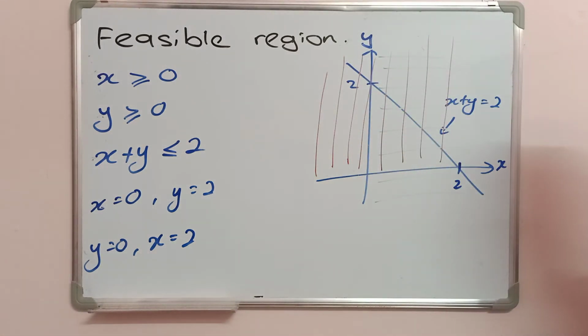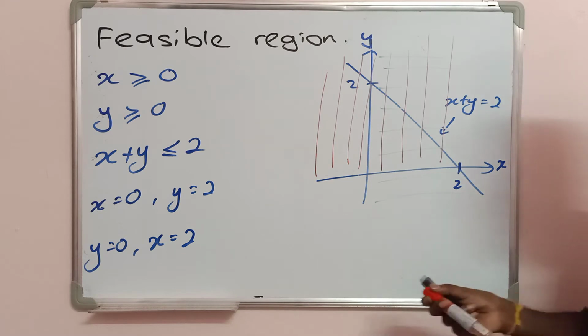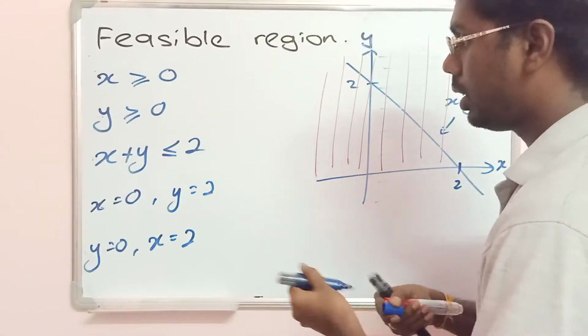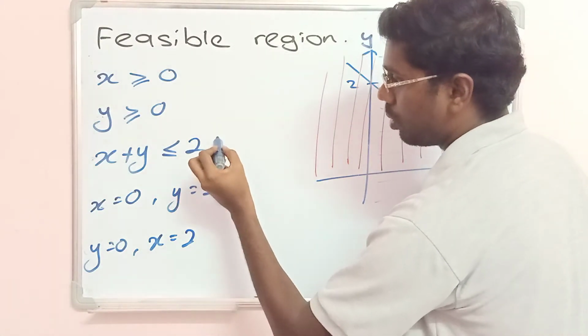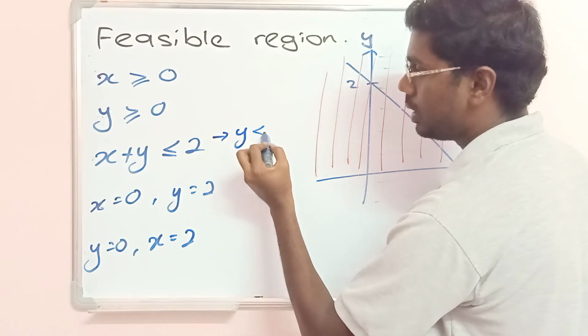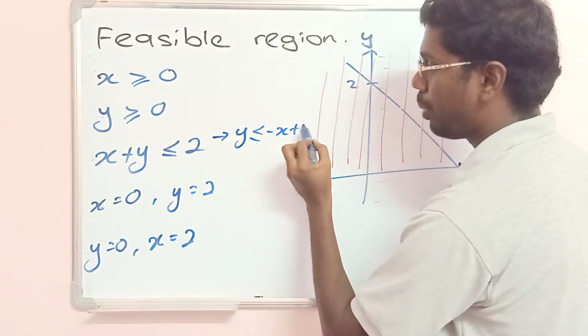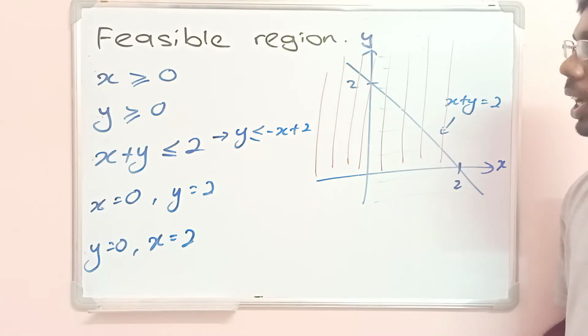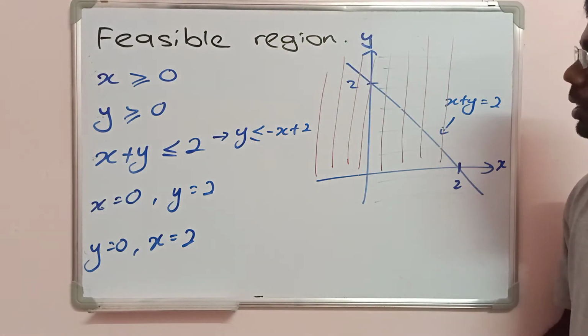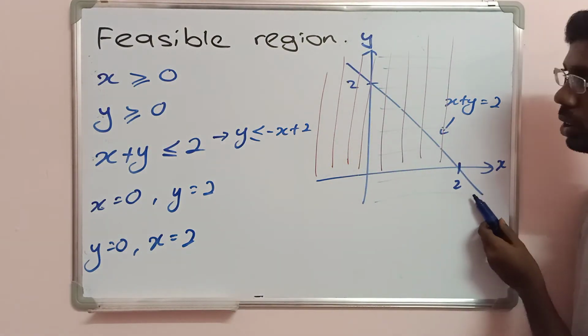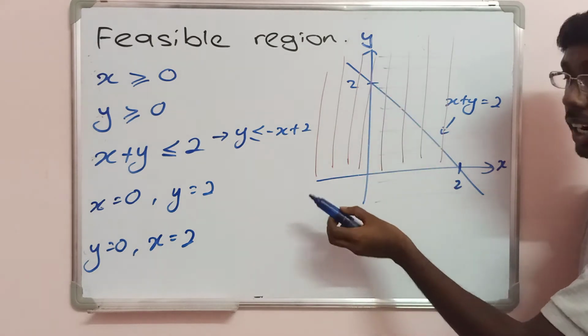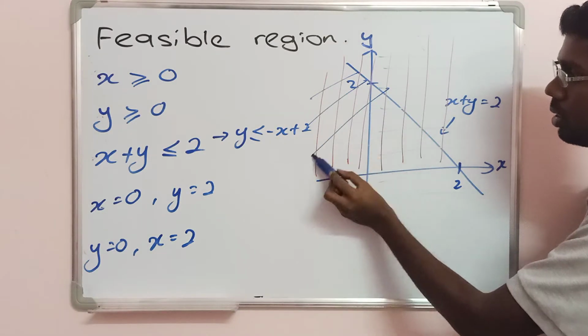And then for this one, y less than or equal to negative x plus 2. So y less than or equal to negative x plus 2, this is the equation, so it's going to be below this line, so it's going to be here.